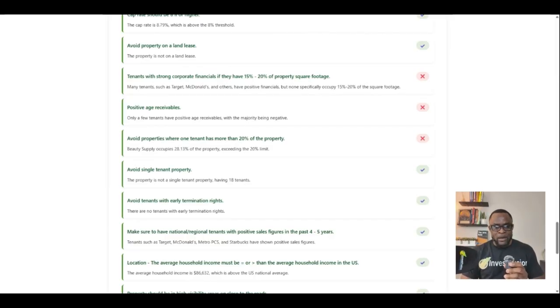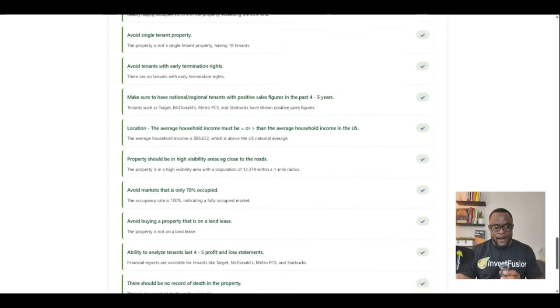So it says here, of course, it gives you a green check mark. Avoid single tenant property. It said this property is not a single tenant property, having 18 tenants. It gave you all the tenants that are here. Avoid tenants with early termination rights. We don't have any tenants with early termination rights.